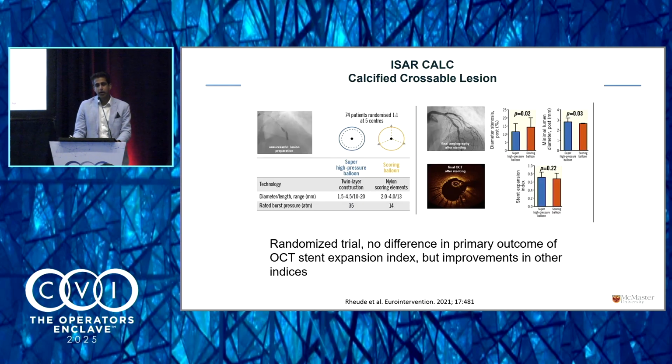There's a randomized trial called the ISAR Calc trial looking at the super high pressure balloon versus a scoring balloon, and it showed initially a better reduction in diameter stenosis, but the final stent expansion was fairly similar.